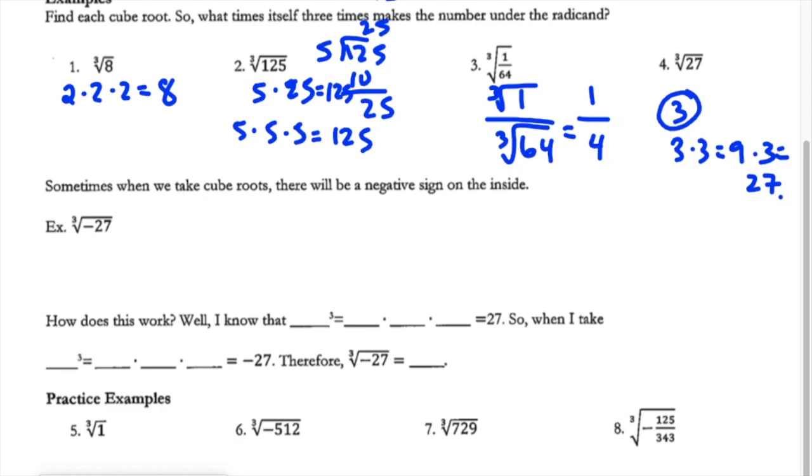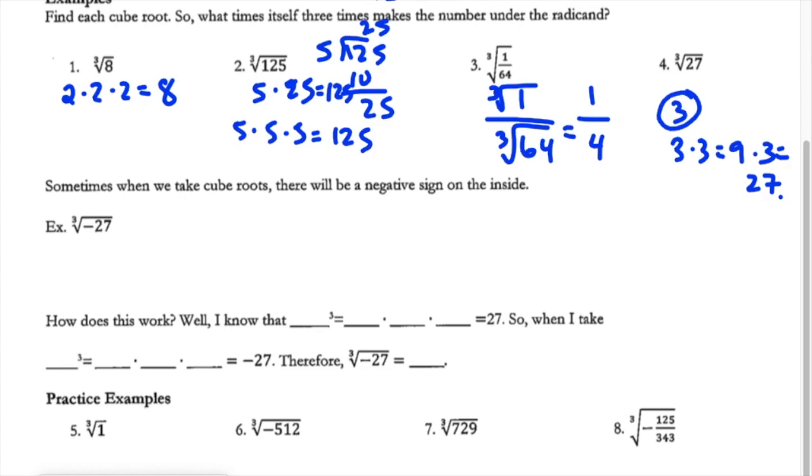So sometimes when we take square roots or cube roots, there will be a negative sign on the inside. For example, we have the cube root of negative 27. This is allowed. I know that when we talked about square roots, it's not allowed. There's no solution for it. But when we take the cube root of a negative number, this is allowed. And so how does this work?